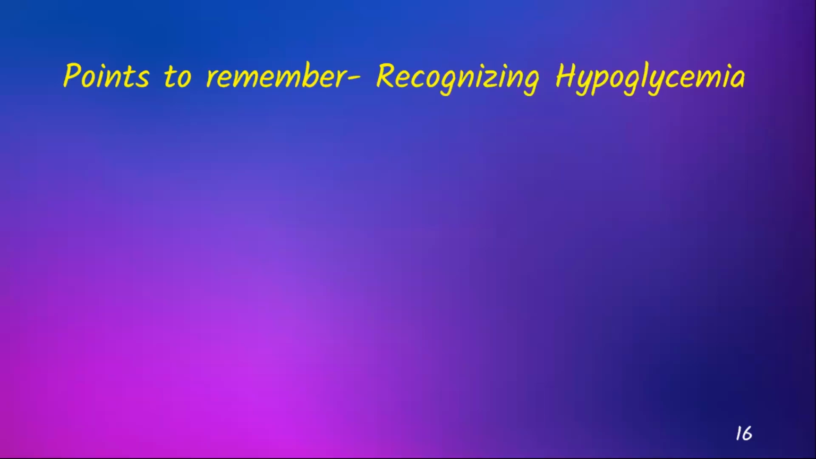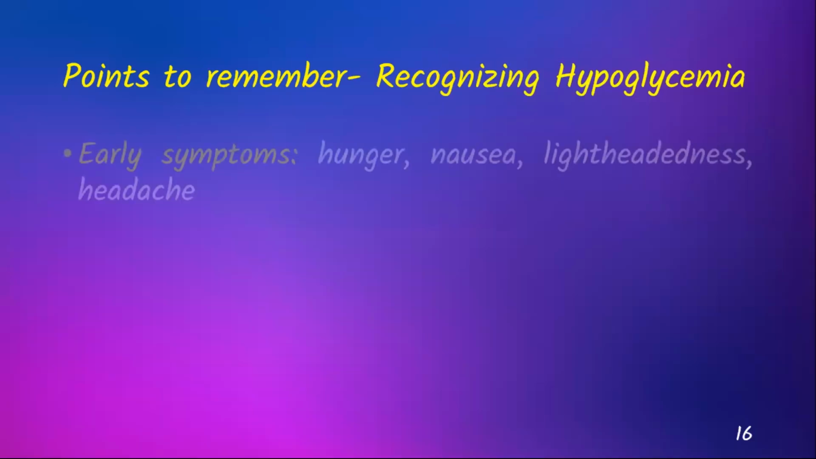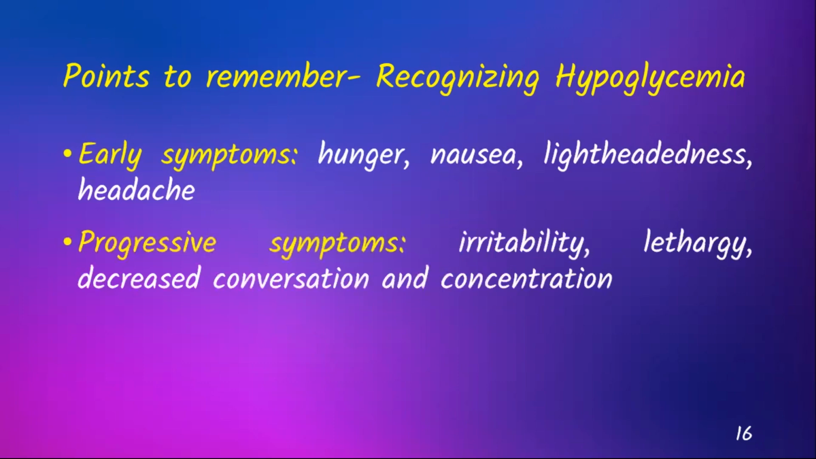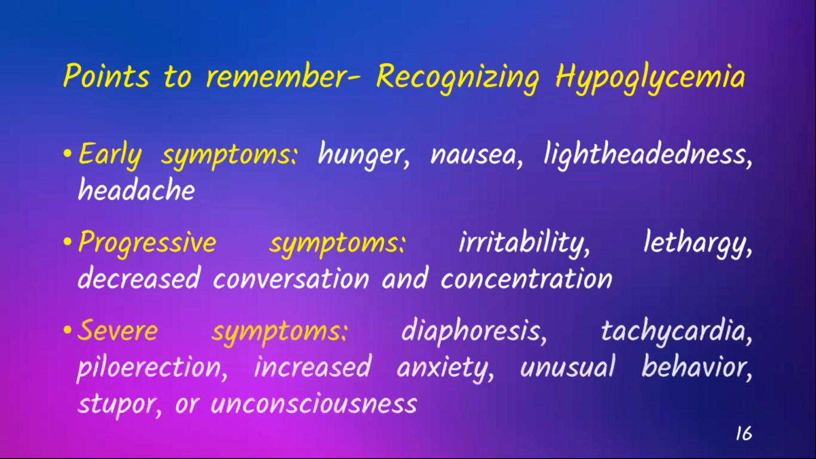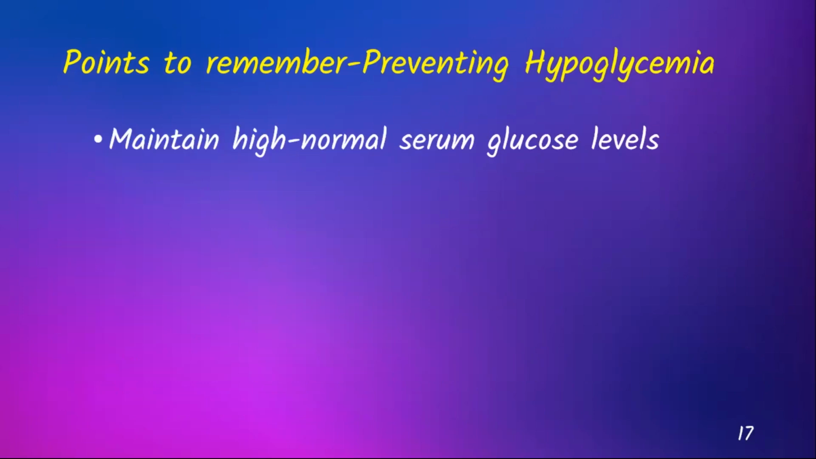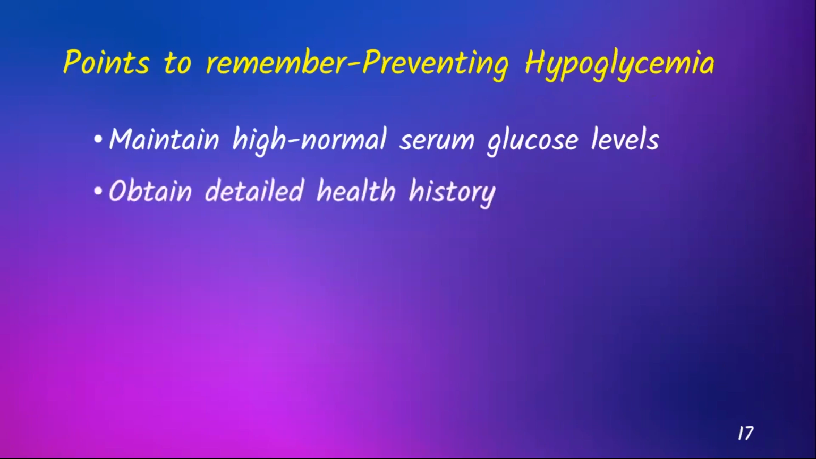Let's review the key points we have covered in the presentation. Recognizing hypoglycemia early can prevent severe complications. Similarly, more severe symptoms should be identified to prevent complications. Preventing hypoglycemia involves keeping serum glucose levels slightly above normal. During the health history interview, assess the patient's diabetes control. Ensure the patient regularly monitors their serum glucose or knows their hemoglobin A1C levels.